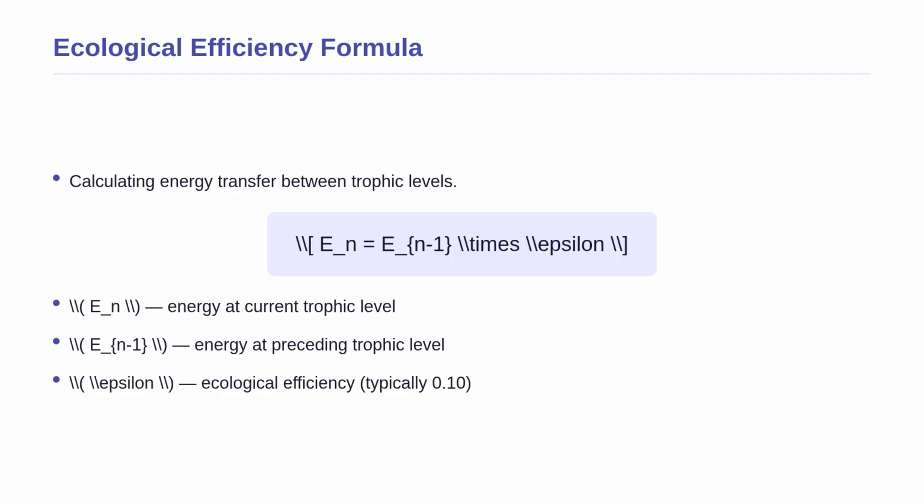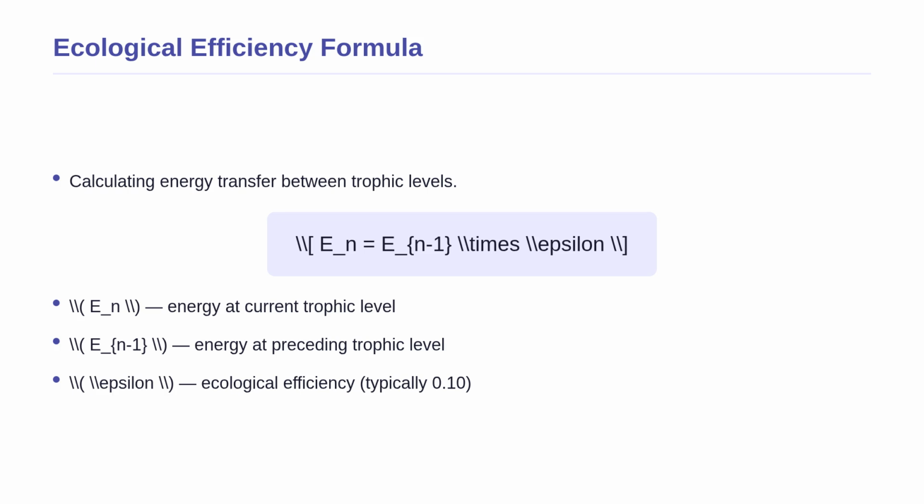To truly understand how energy moves through these chains, we need to look at the mathematics of ecological efficiency. As energy travels from one organism to the next, a massive amount is lost as heat due to respiration. This formula, En equals En minus 1 times epsilon, calculates the exact amount of energy available at any given step.